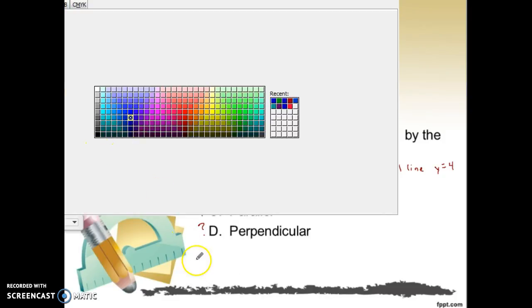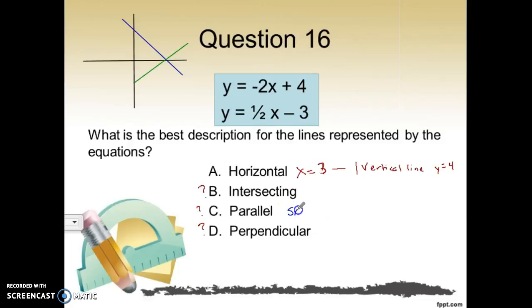Remember, parallel lines have the same slope. Now, I know that in the formula y equals mx plus b, m is my slope. It's the coefficient on the x term. So here the slope is -2. That was my blue line, -2. All right, now my green line has a slope of 1/2. Well, they don't have the same slope, do they? Those numbers aren't the same, so it definitely can't be parallel. We already said it can't be horizontal or vertical, so now we're down to 2. It could be intersecting, or it could be perpendicular.